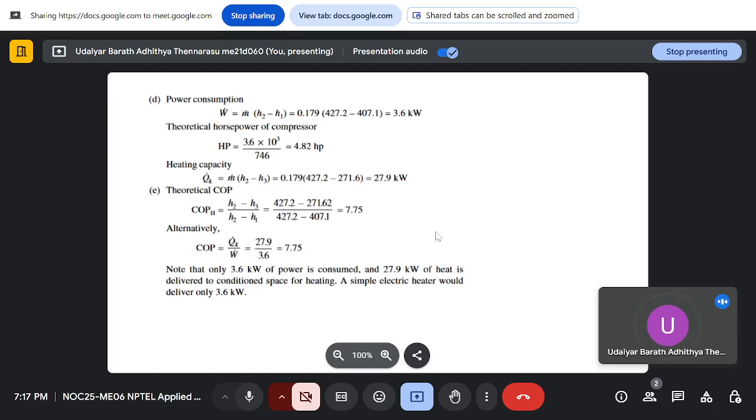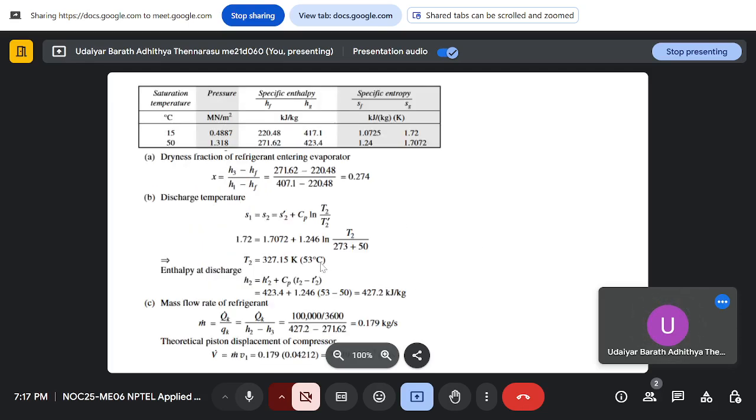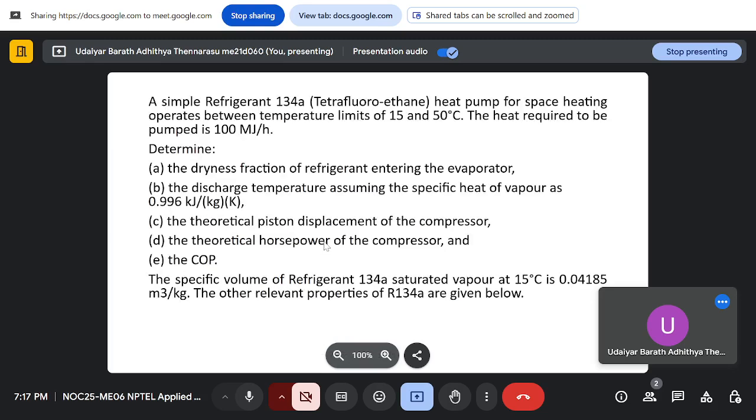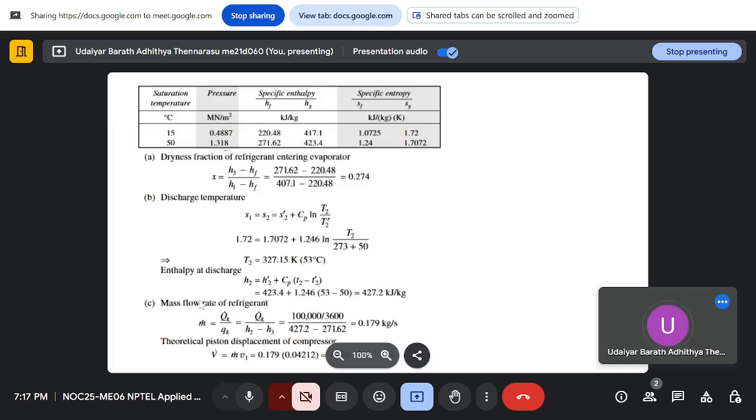And COP. The specific volume is given for saturated vapor as 0.04185 meter cube per kg. These are the values given at 15 and 50 degrees Celsius. The pressures are given in mega Newton per meter square. The enthalpies are given for saturated liquid and saturated vapor, and similarly for entropy.